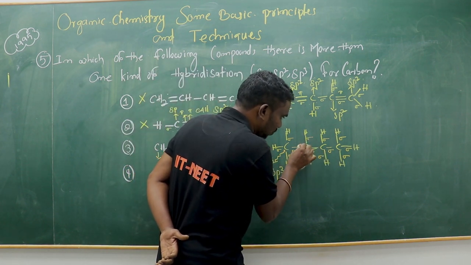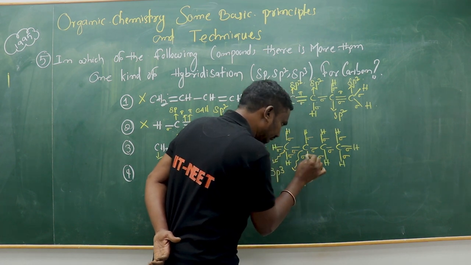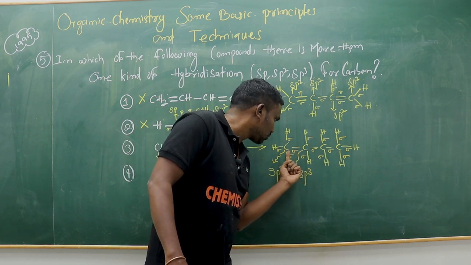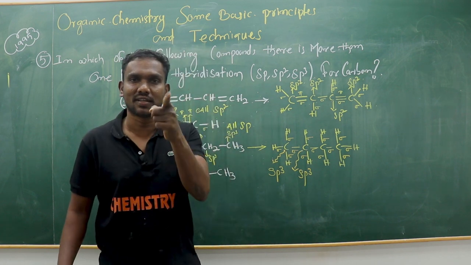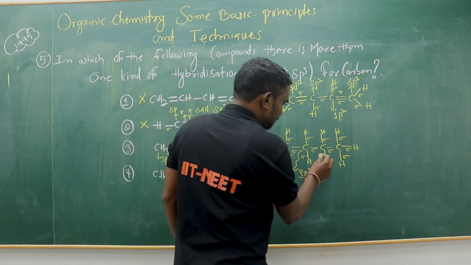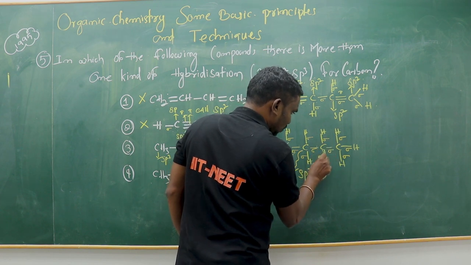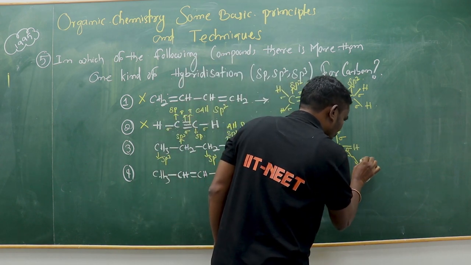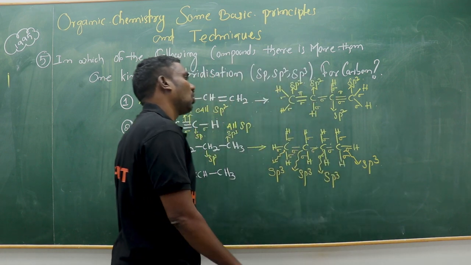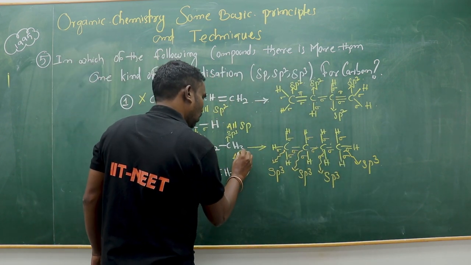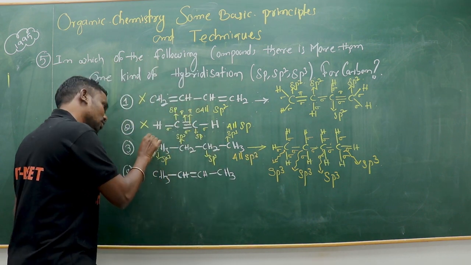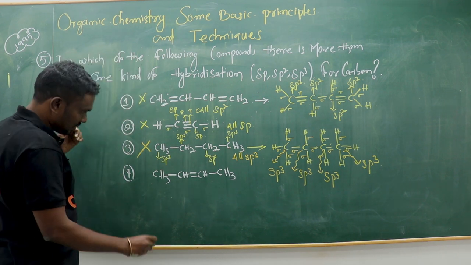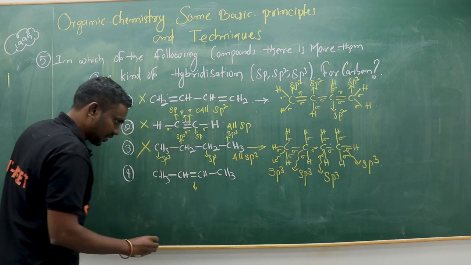This carbon has 1, 2, 3, 4 sigma bonds, so sp3. Beta ji, pay attention: the middle sigma bond belongs to this carbon and also to the next carbon, which is very important. Next, this carbon also has four sigma bonds, so it is sp3. This carbon, 1, 2, 3, is also sp3. All are sp3, so this is also a wrong option. What about the last option, sir? Observe carefully.